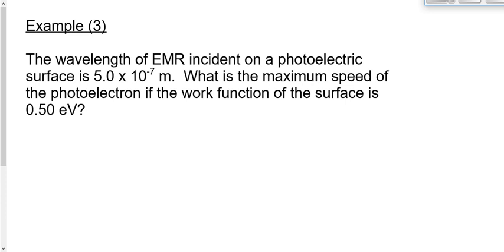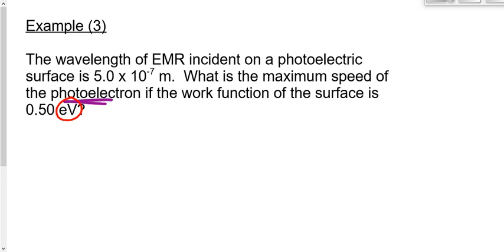We want to find out what the speed of the electron would be, assuming it's been ejected, if the work function is 0.50 electron volts. Now I'm going to circle that electron volts, even though I don't know for sure if I have to change it or not. I'm going to circle it because it's not standard.